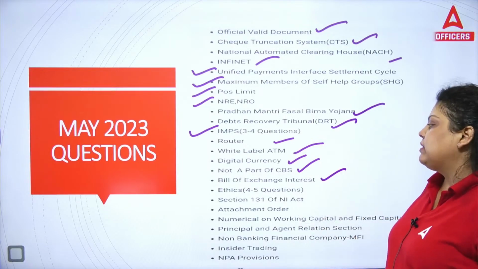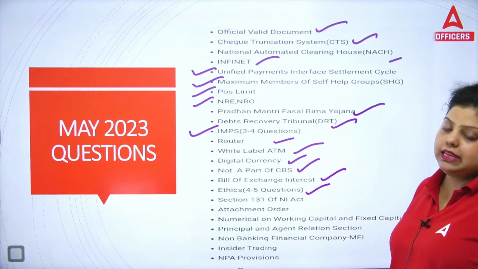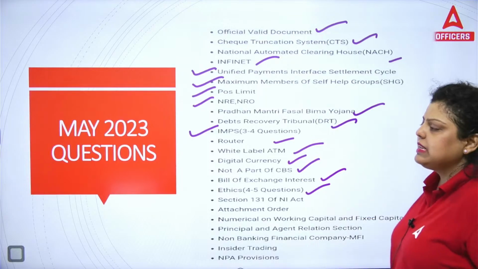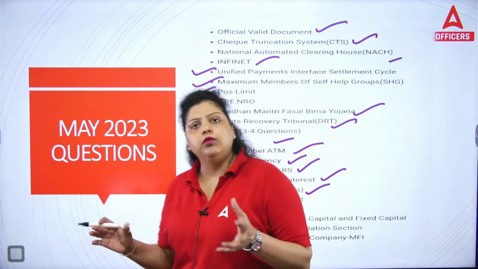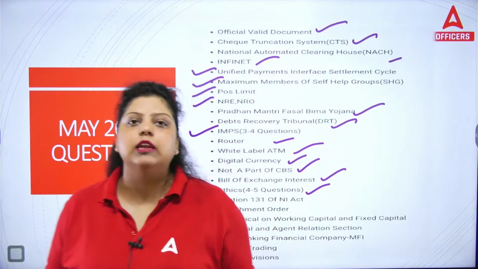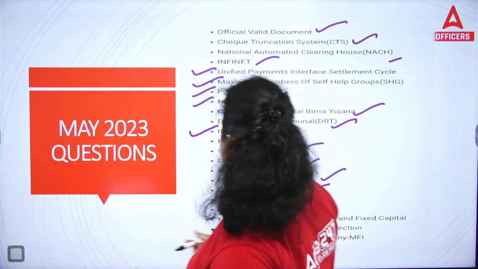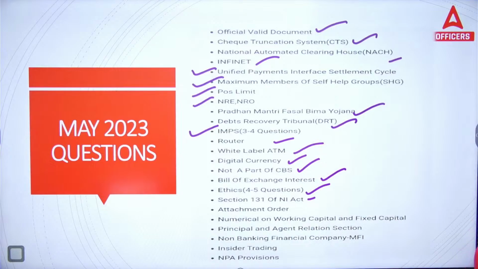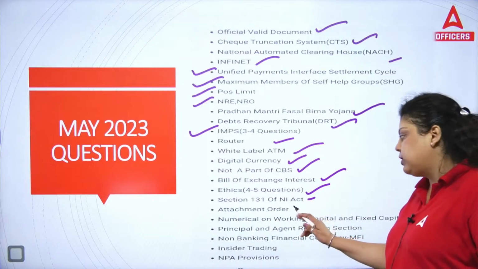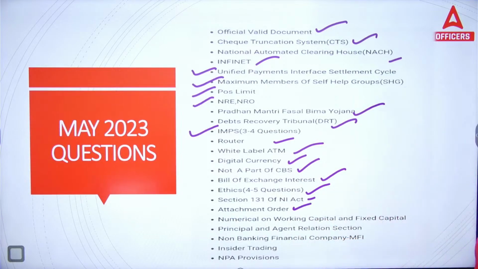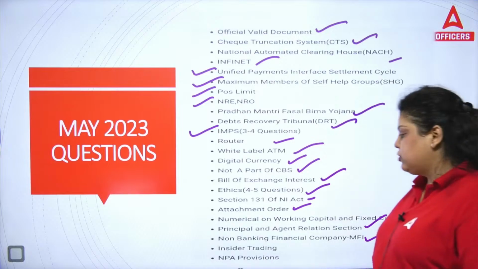Now bill of exchange, interest, ethics, module D. We have always seen that module D covers around 4 to 5 questions or max to max 8 questions, not more than that. Now, Negotiable Instruments Act, Section 131, Attachment Order, that's a banker-customer special relationship. Numerical was there on the working capital and fixed capital. Then Principal and Agent relation section, that's again a banker-customer relationship. Non-banking financial company and microfinance institution types.